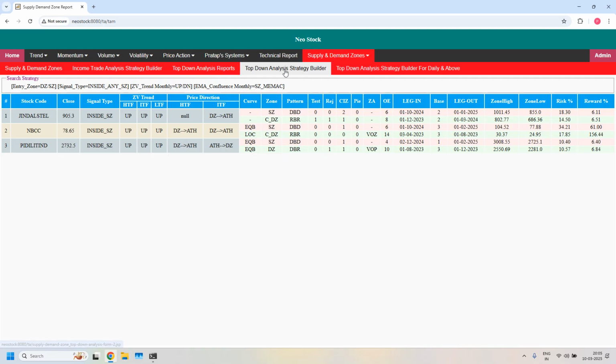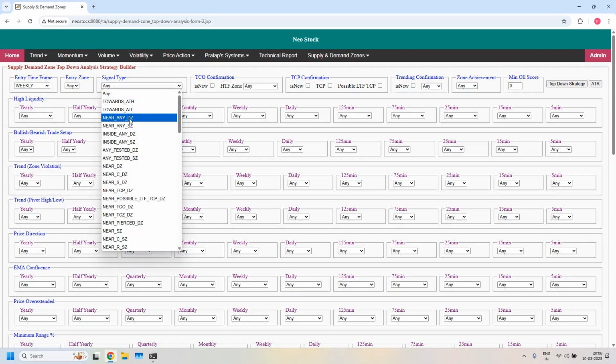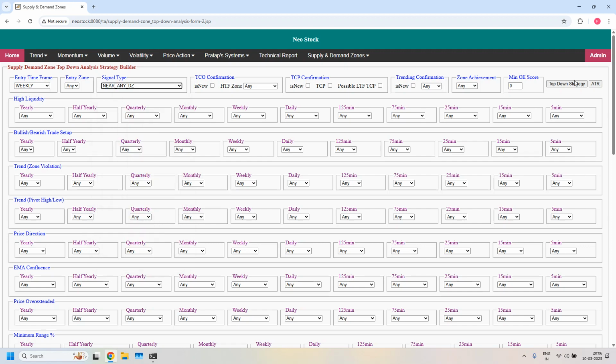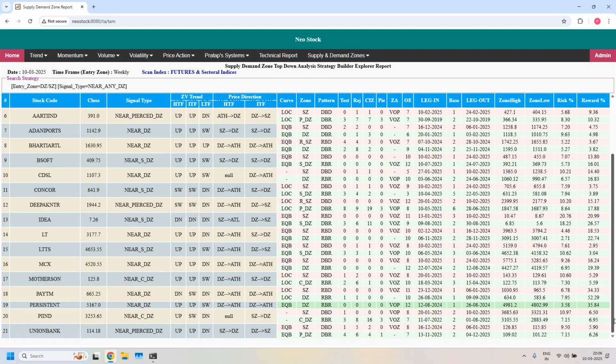Next time frame is weekly. Stocks near weekly demand zone. First 15 stocks in the list. Scrolling the list down. So total 21 stocks are filtered.